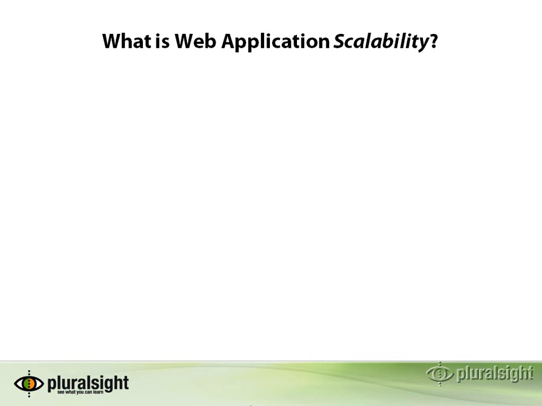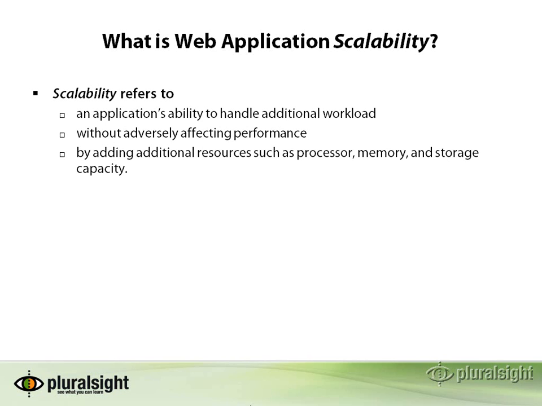Scalability, in essence, refers to how an application is able to respond to additional load while maintaining the same level of performance by adding additional server resources such as CPU, memory, disk, or even additional servers in a web farm environment. Let's define scalability as something that refers to an application's ability to handle additional workload without adversely affecting performance by adding additional resources such as processor, memory, and storage capacity.